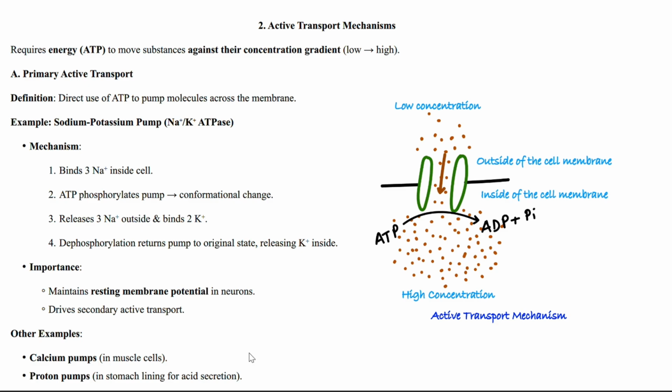And this is not the only example. Other primary active transporters include calcium pumps, which move calcium ions out of the muscle cells to help them relax after contraction. Proton pumps are found in the stomach lining, which actively secrete hydrogen ions to produce the gastric acid.